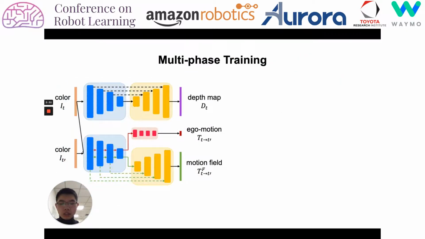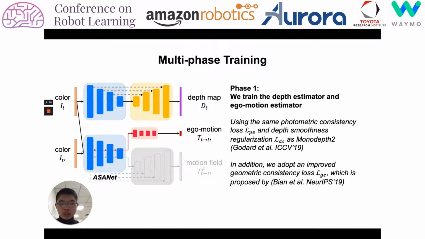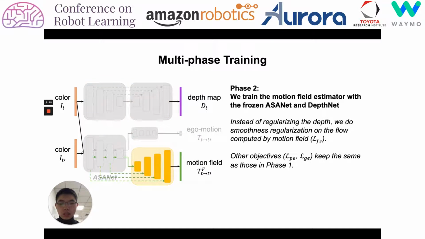For effective training, we train our method in a three-phase schedule. In the first phase, we train the depth estimator and ego motion estimator with some popular loss functions. Then we freeze the depth net and ASANet to optimize the motion field decoder. Similar loss functions are utilized, but we use the estimated motion field to compute the dynamic transformation for each pixel to handle moving objects.